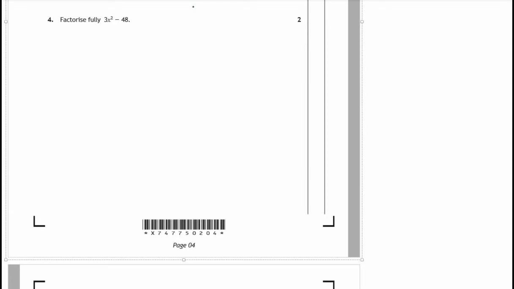Okay, so there are a few different types of factorizing we should think about. The first one is just finding a common factor. So let's just write over here, we'll just say common factor. I'll just change my pen back to blue.